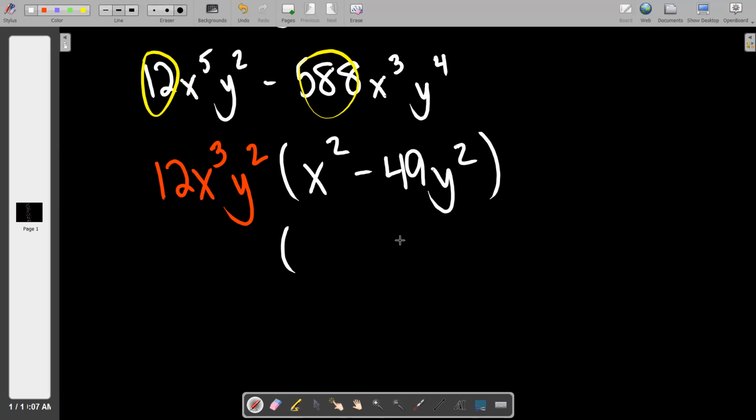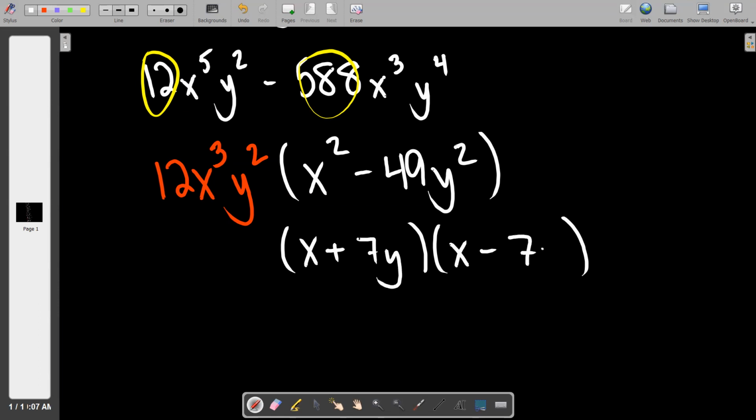So when I factor this down, it factors into just the typical plus and minus pattern. So x plus, x minus, and what goes after those? Yeah, you guys are too good. And then don't forget to drop down your GCF.